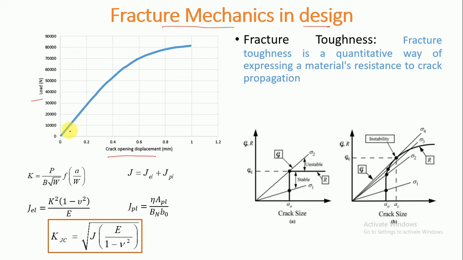Here we can see the load is non-linear at some point. So this non-linear load means there will be some plastic deformation. So we have to calculate the J. Total J can be separated into two parts, J elastic and J plastic.